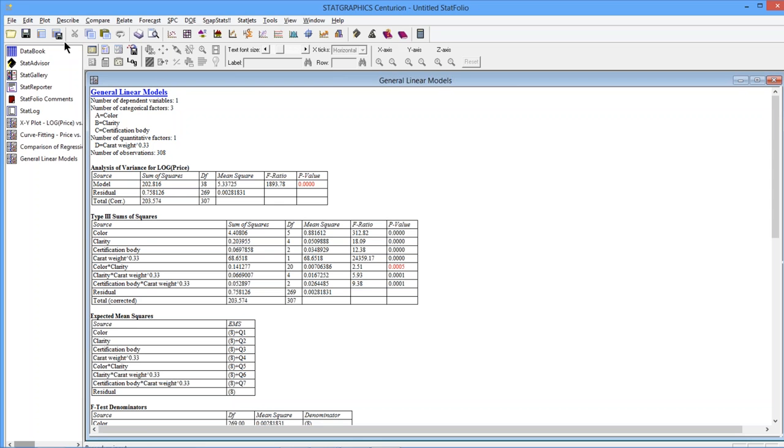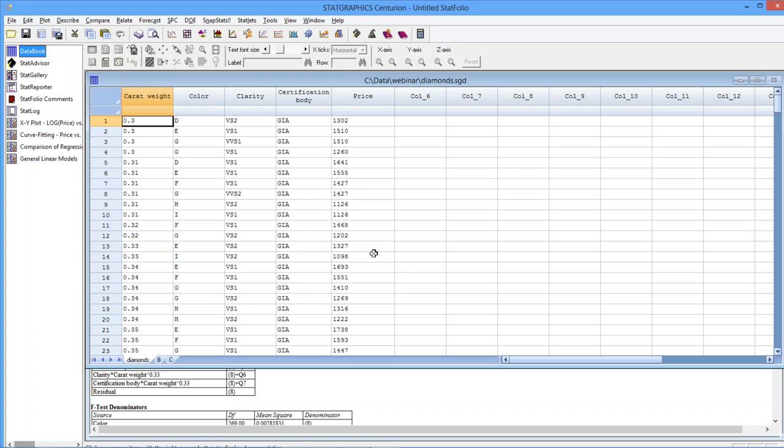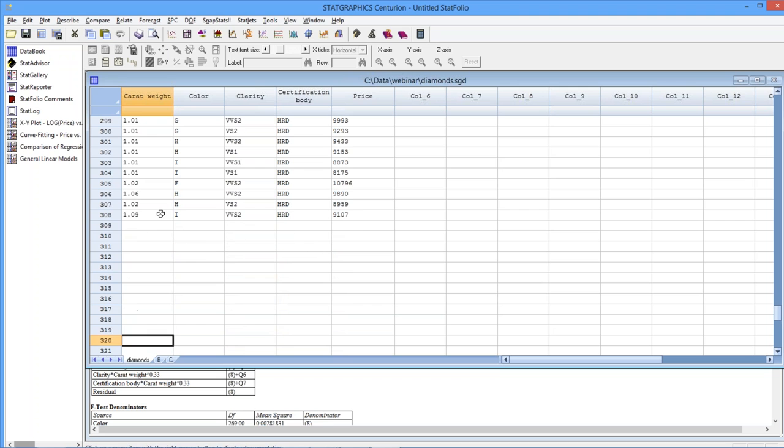Now, if you're not too familiar with Statgraphics, I need to show you how we use this mathematical model to make predictions. If you want to make a prediction for a diamond that's not in the data set, you can come back to the data, scroll down to the bottom, and find an empty row. There we go. There were 308 diamonds in this particular data set. I'm now going to enter information about an imaginary diamond. This diamond is going to be 0.75 carat weight. I'm going to make it color E. It'll have very, very slight inclusions, and we'll let the HRD certification body examine it.